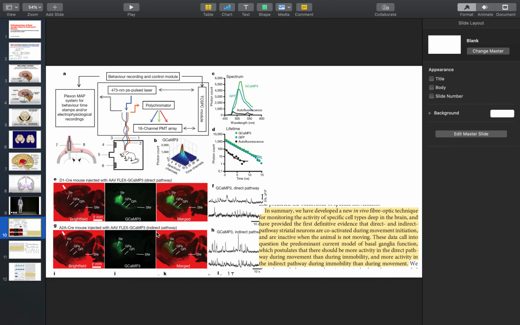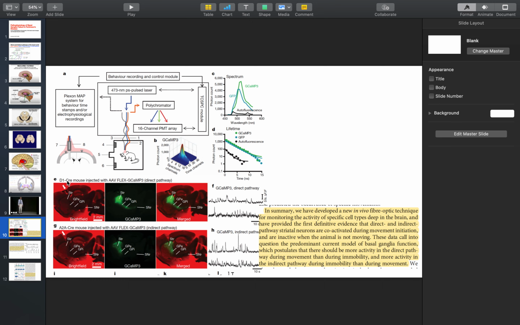Now, here's an interesting study that proves our classical model of the basal ganglia is wrong. So what they did was they labeled, using GCaMP3, D1 Cre.